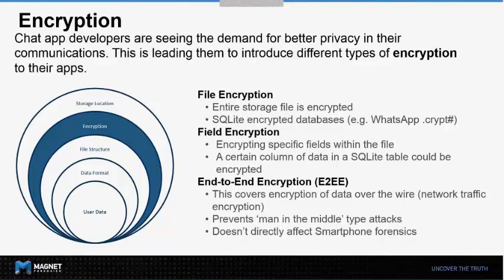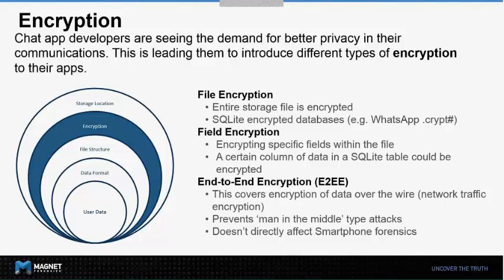And the third type here is data over the wire encryption, data in transit encryption. End-to-end encryption is becoming more popular now, and this covers encryption of data over the wire. So anything being sent over the internet, this is to ensure that the data is encrypted and prevents things like the man-in-the-middle type attack, where someone is snooping on the wire and reading messages coming through. This end-to-end encryption will prevent that.